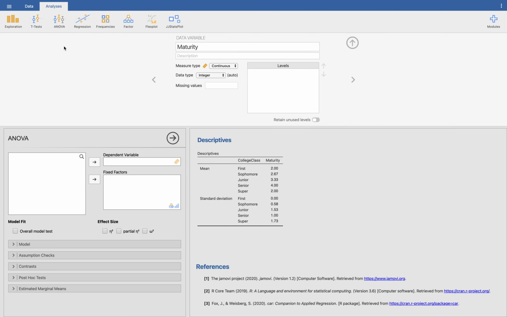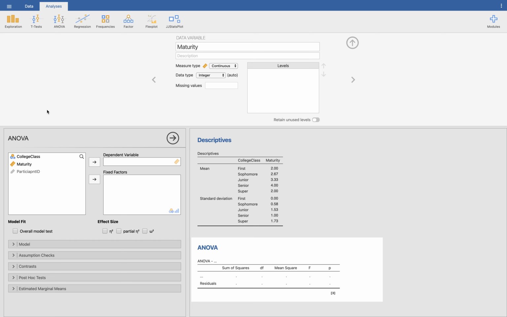Analyze, ANOVA, not repeated measures, just regular ANOVA, with my dependent variable being maturity, my fixed factor being college class, and partial eta squared being rather large. This is one of those cases where not everything's great, but that's okay. We can see right here that the p-value is 0.226. So if the null hypothesis were true and all 5 of these population means were the same, you would get data as similar to our data 23% of the time. 40% of the variation in the data is driven by our independent variable.